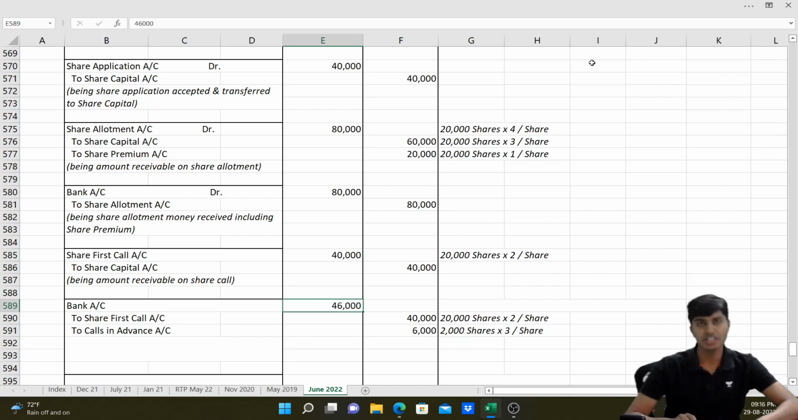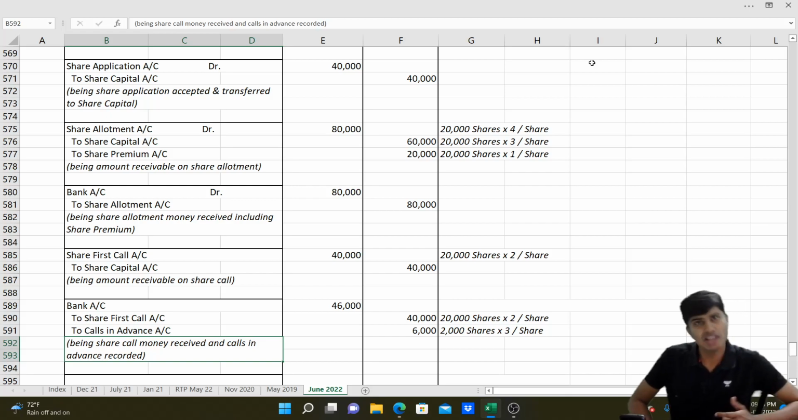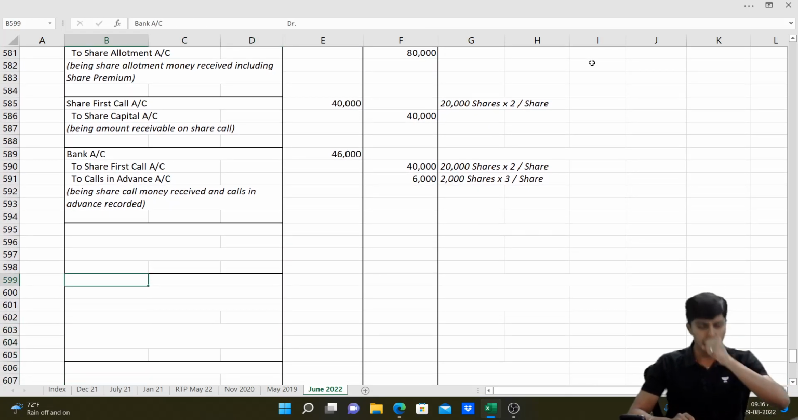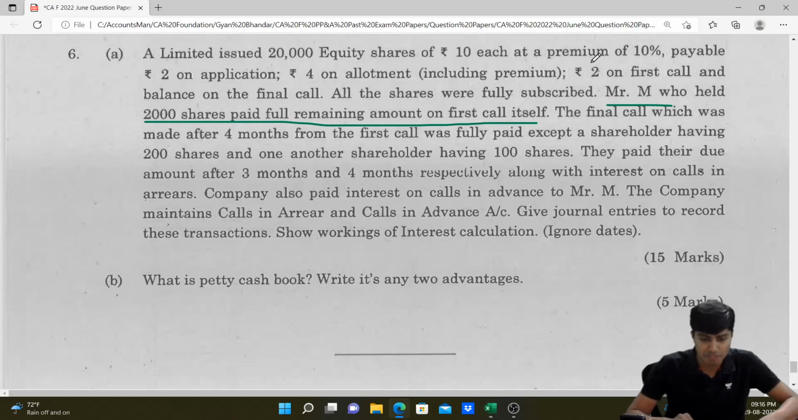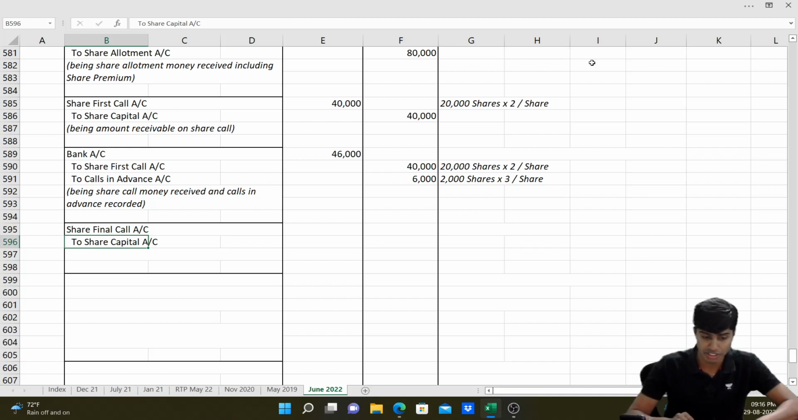So totally what I have received is 46,000, including the share first call money. Being share call money received and calls in advance recorded. Great. Now going ahead. After writing this share first call account, now we're going to make share final call. This final call is happening after 4 months, but that's okay. Let's make final call. The entry for final call is the due entry, share final call to share capital.